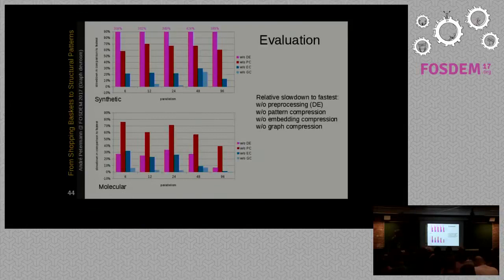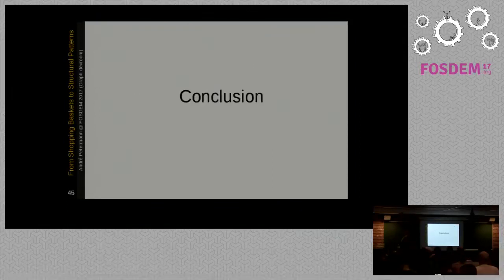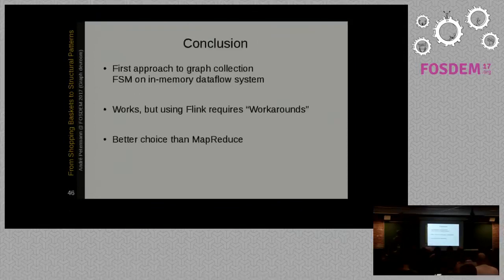Then we just avoided pattern compression, so we only used the integer representation, which is already like 10 times faster than using strings. This is a notable effect, especially on the molecular database. The embedding compression still has a notable impact, probably due to the serialization time. But graph compression is a little tuning effect, but it's not too much.